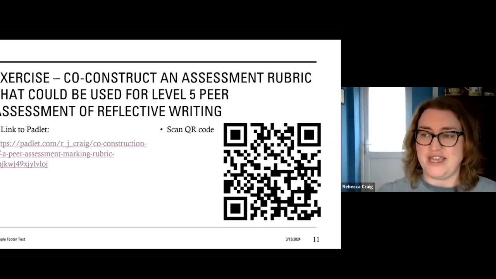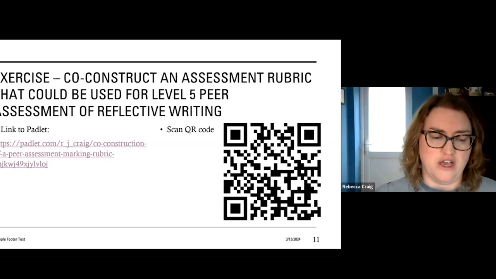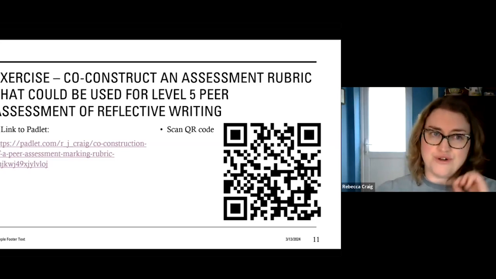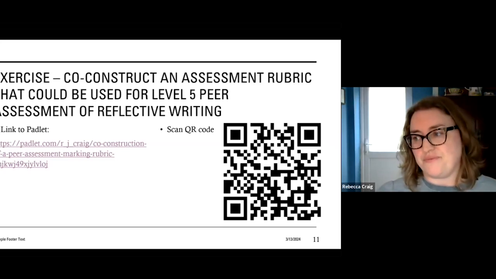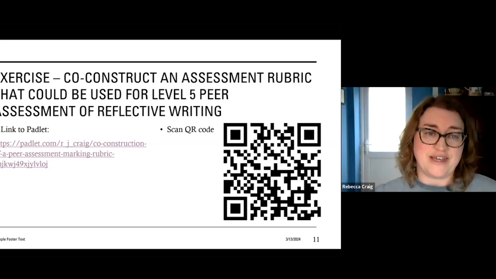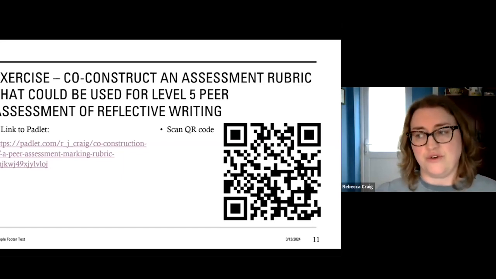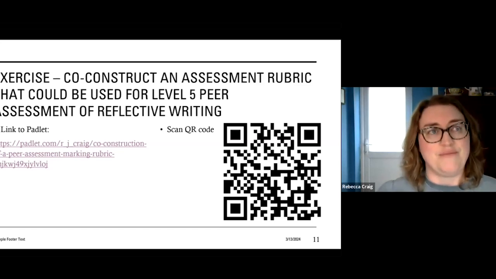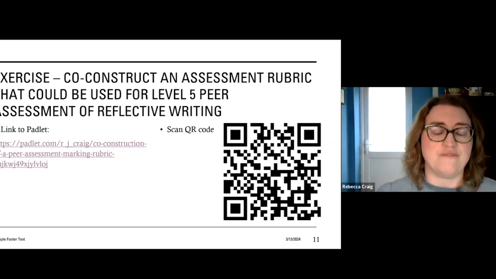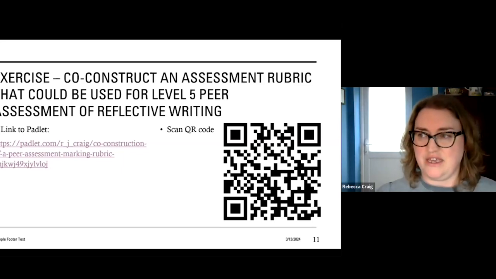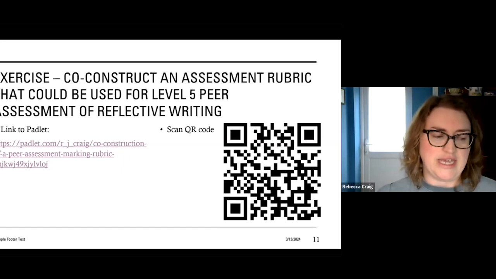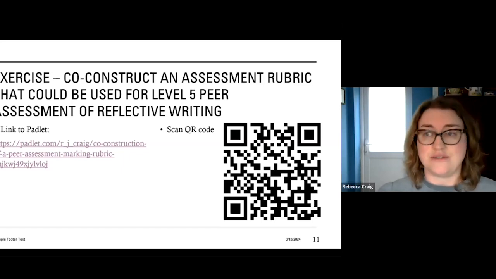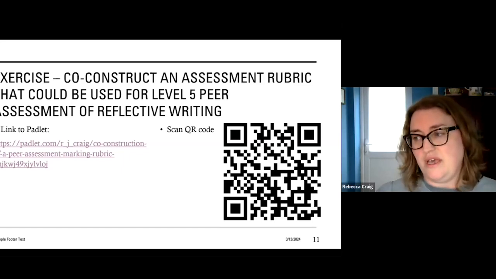So this really came through in the literature around using a blog. Would they like to have academic tone feedback, or would they like to have more peer feeling conversational style feedback? So again, that's something that could be fed into the co-construction of the marking rubric, so that students can decide what kind of feedback they want.